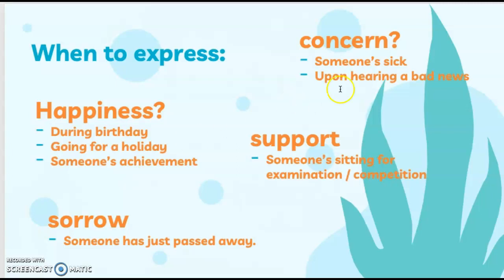Okay, and then concern. When do you express your concern? When someone is sick or when you hear any bad news from anyone. And then when do you express your support? Maybe when someone is sitting for examination, competition, or for any interview. And lastly, when do you express your sorrow? So you express it when someone has just passed away, or maybe a friend of yours has just lost his family members. Okay?